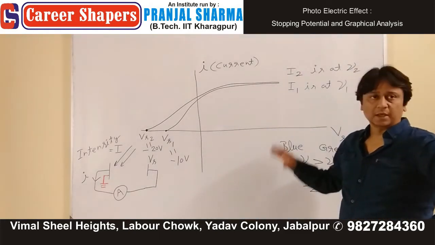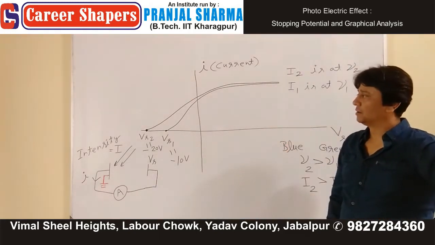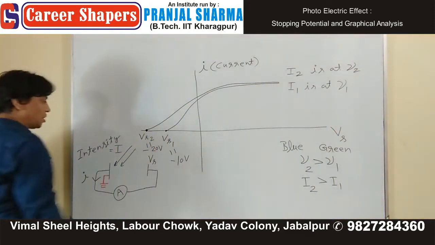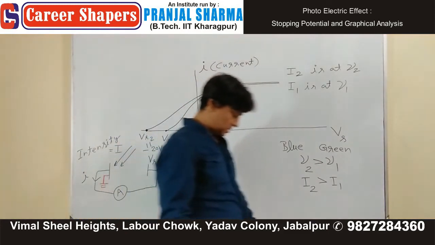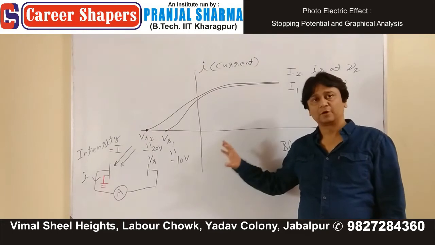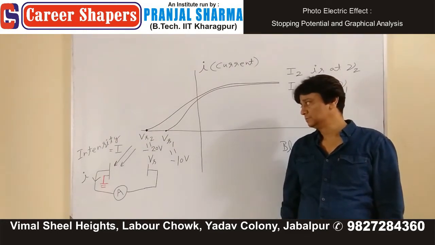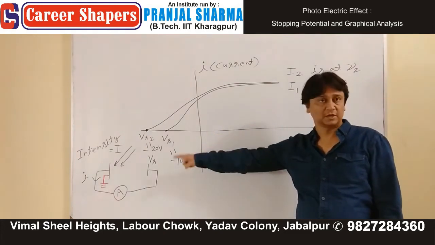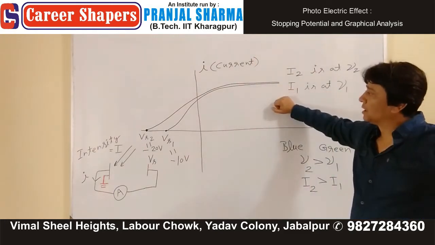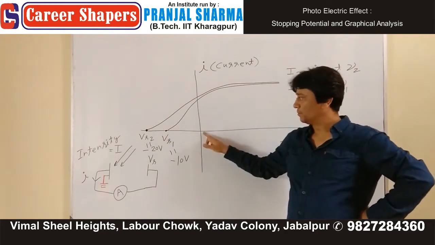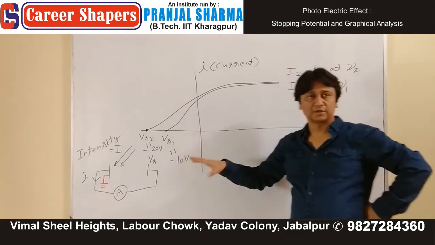When the receiver plate is at the stopping potential, no electrons can reach the receiver plate, and therefore current is zero. Current in the circuit is zero.